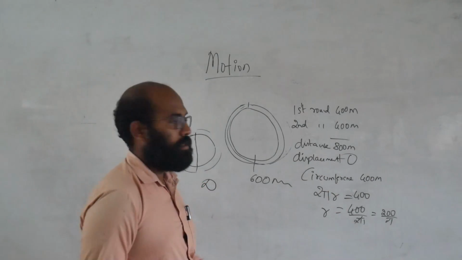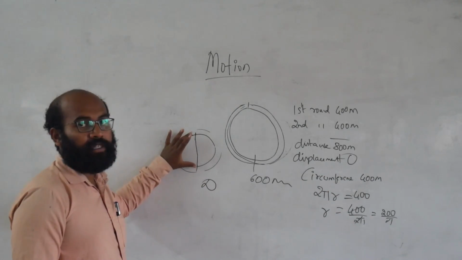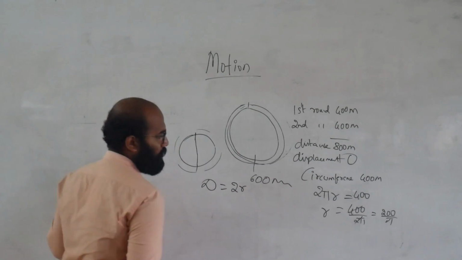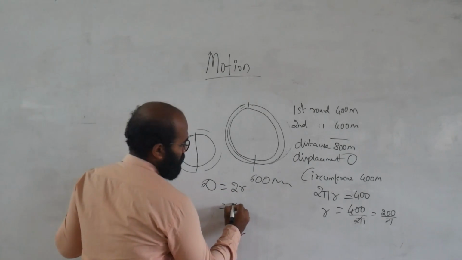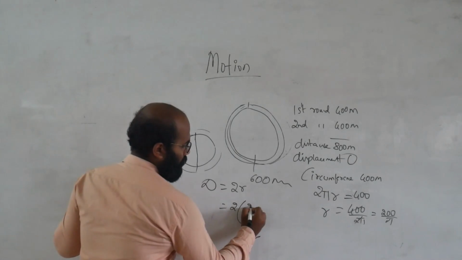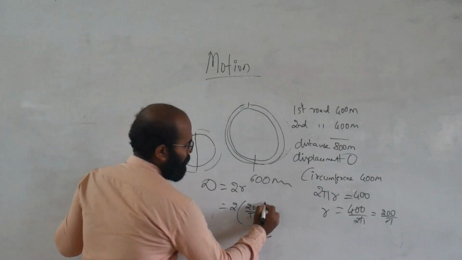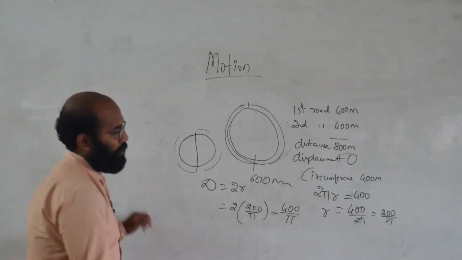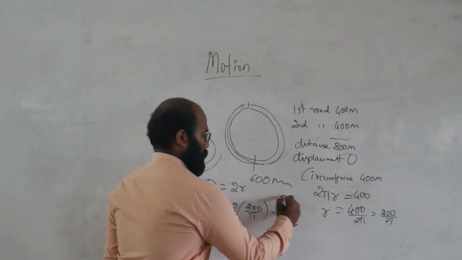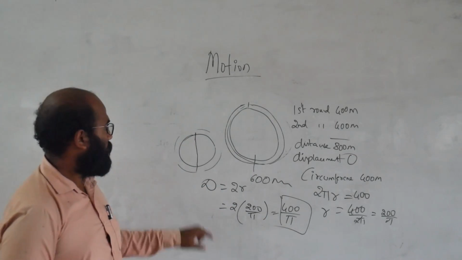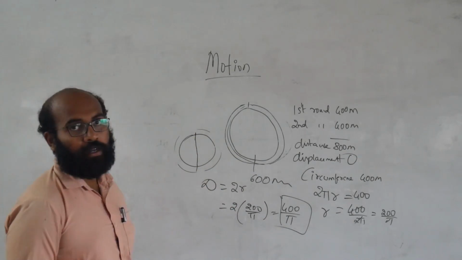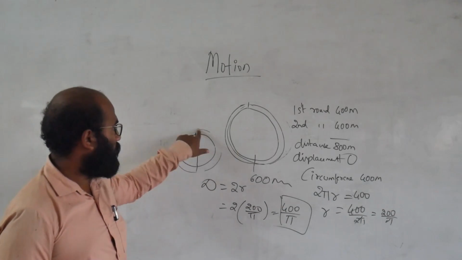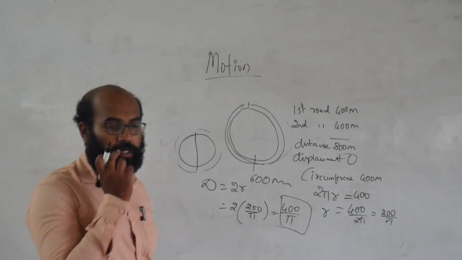So this is the radius, but I don't want the radius, I need the diameter. The diameter is nothing but twice the radius. So it is 2 into 200 by pi, that is 400 by pi. So this is the displacement. The displacement here is 400 by pi. So don't get confused. This is not the displacement, this is the displacement.